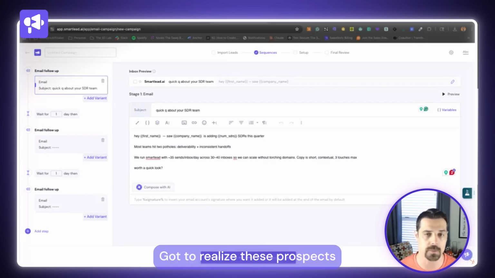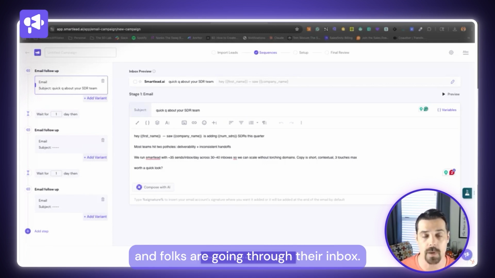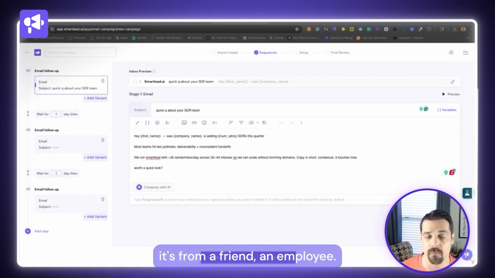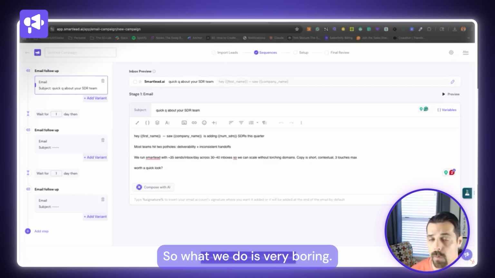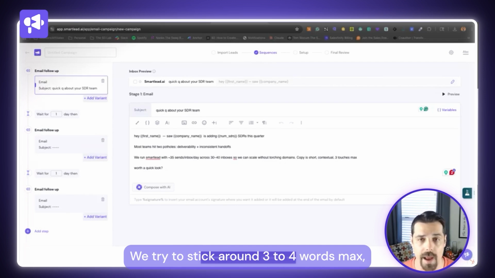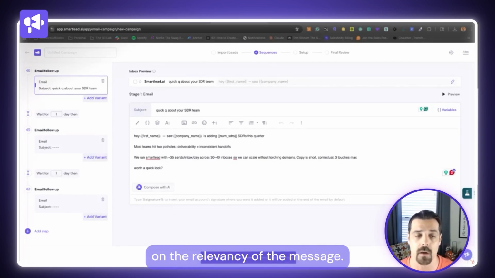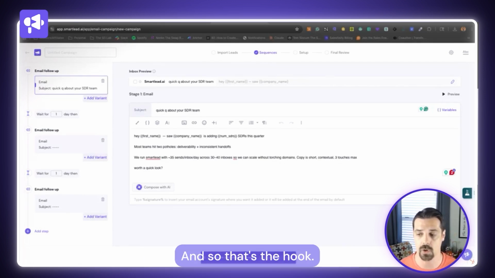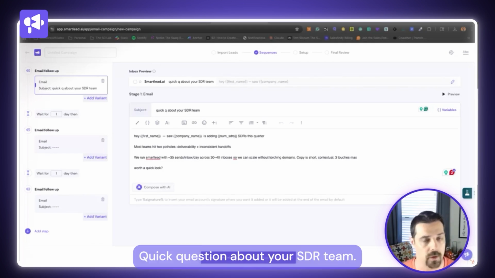You got to realize these prospects are going through their inbox, they're skimming. You need to make it look like it's from a friend, an employee. So what we do is very boring, all lowercase subject lines. We try to stick around 3 to 4 words max, depending on the relevancy of the message. That's the hook, boring and clear. Quick question about your SDR team.